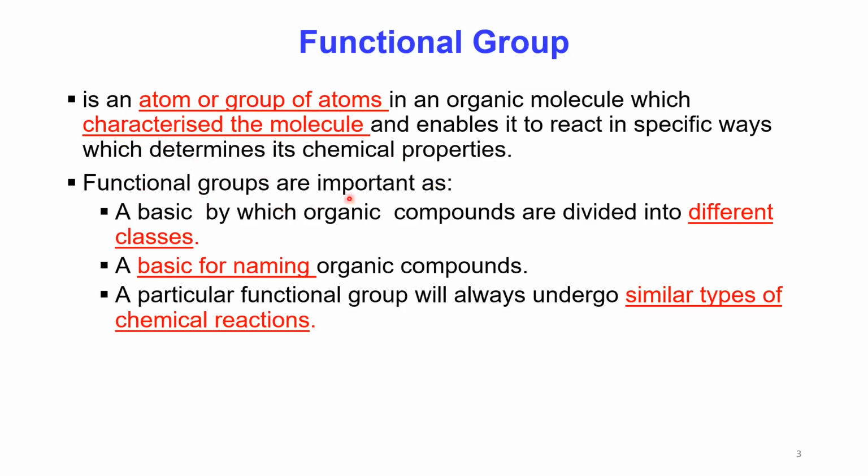Functional groups are important because they are the basis by which organic compounds are divided into different classes. Alright, in organic chemistry we can classify organic compounds based on their homologous series, and it is the basis for naming organic compounds. And the last one, a particular functional group will always undergo a similar type of chemical reaction, which means molecules or compounds which have the same functional group have the same chemical properties.